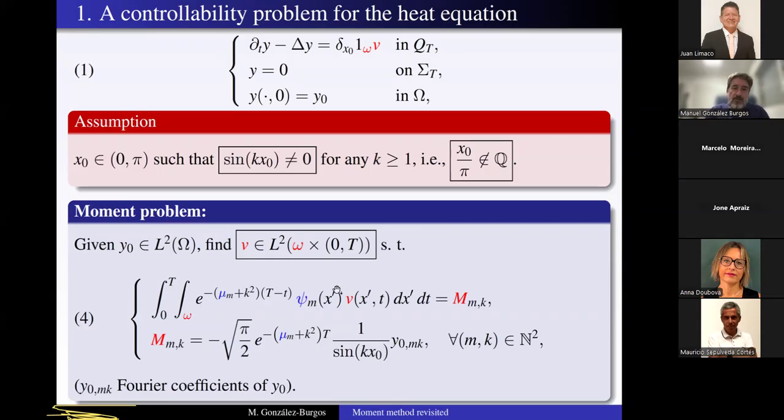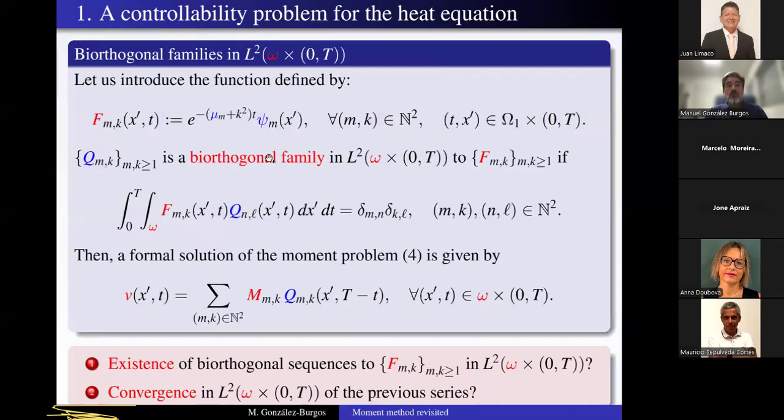In some way, this exponential family must be minimal, linearly independent. And this is equivalent to finding a bi-orthogonal family. And this is the definition. Let's take f m k equal to this exponential times C m, psi m. Then we say that q m k is a bi-orthogonal family in L2 of omega times (0, T) of f m k if this scalar product of f m k and q n l in L2 is equal to 1 if m is equal to n and k is equal to l, and 0 otherwise.